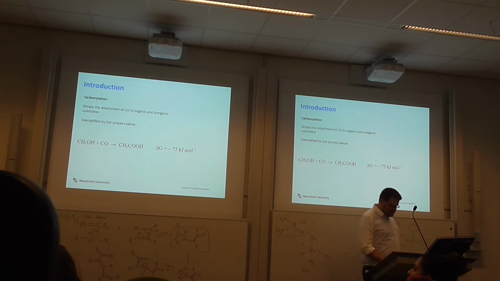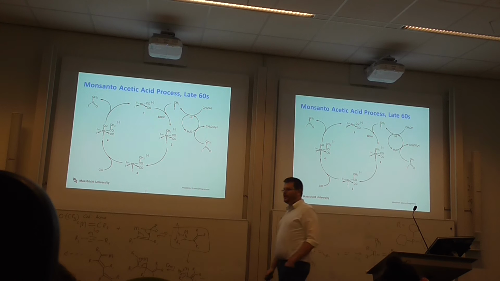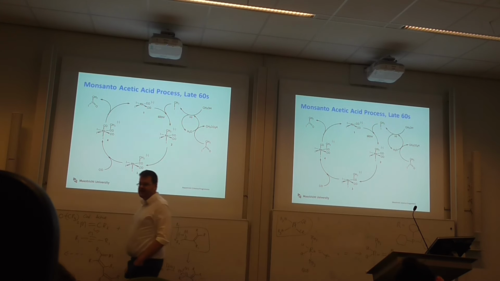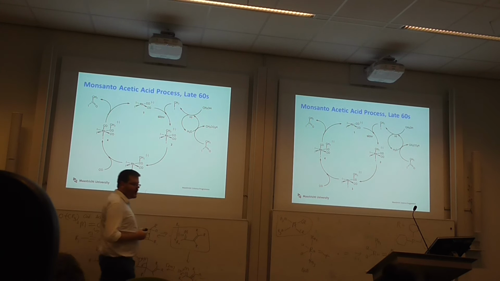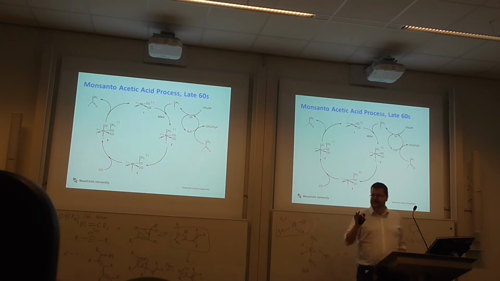And in the 1960s, Monsanto, a company which I guess now has a bad reputation in the press because they've been accused of genetically modifying foods and stuff like that, came up with this process, and it's called the Monsanto acetic acid process. Very important. It is a catalytic carbonylation, essentially converting methanol to acetic acid. Now let's look at this catalyst cycle step for step.